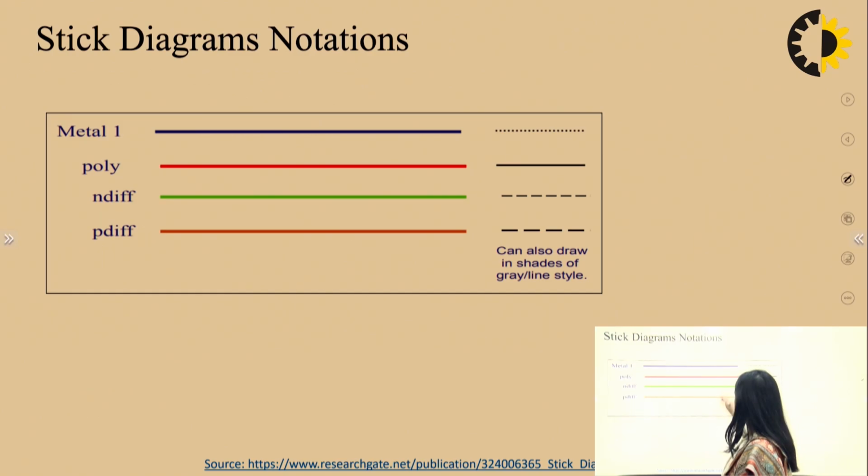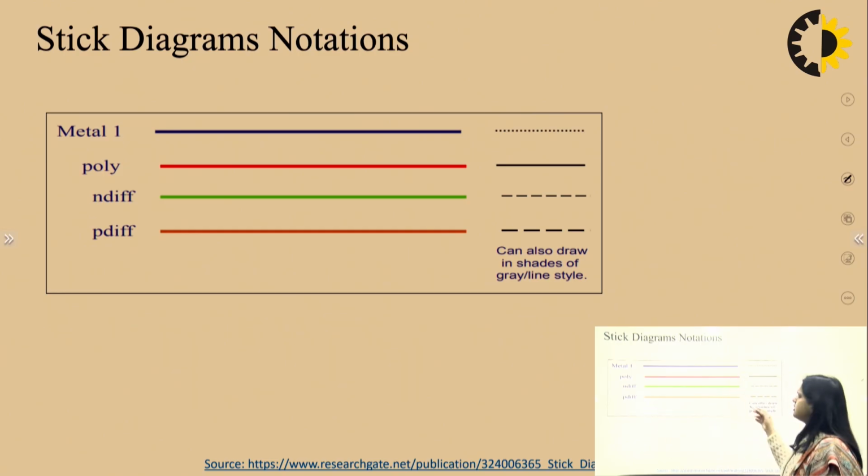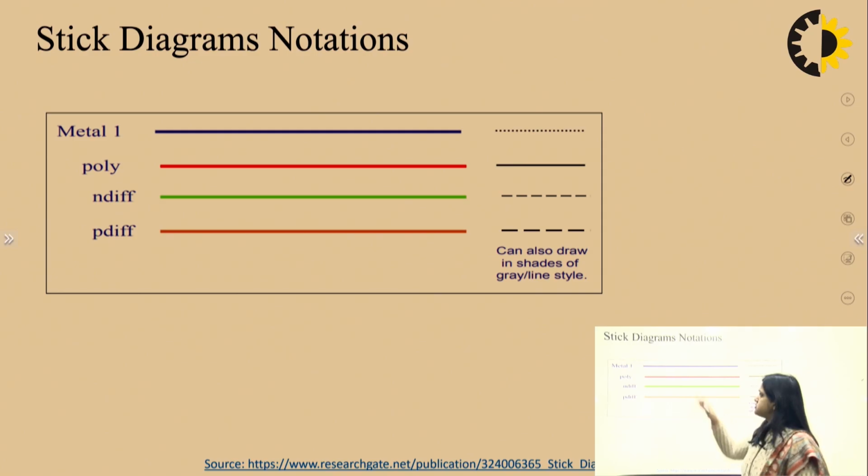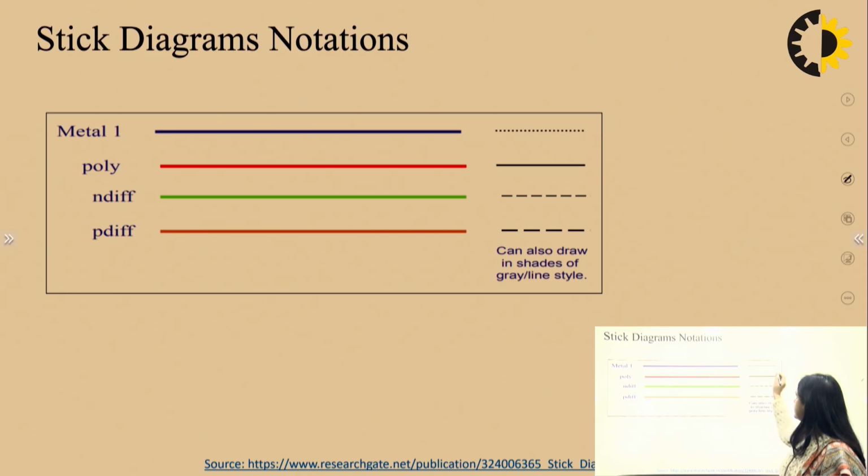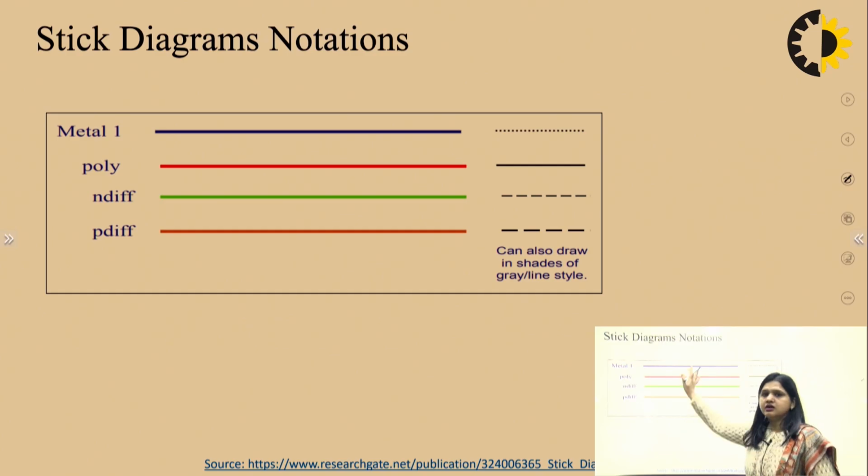So let's say metal is represented by blue, poly is represented by red, N diffusion is represented by green, and P diffusion can be represented by either brown or black, or by using these symbols also we can represent. Like in case of an exam, you cannot use multiple colors, then you can use this also, like dotted, dark, light dotted, bold dotted lines. So these can also be used, but generally we use the color coding.